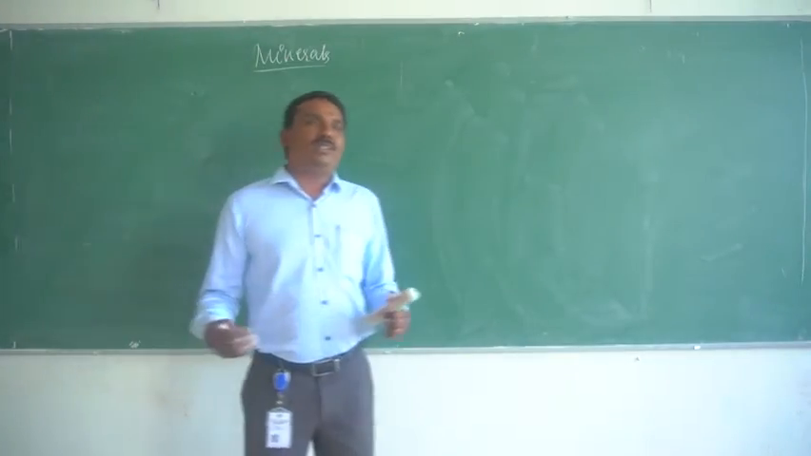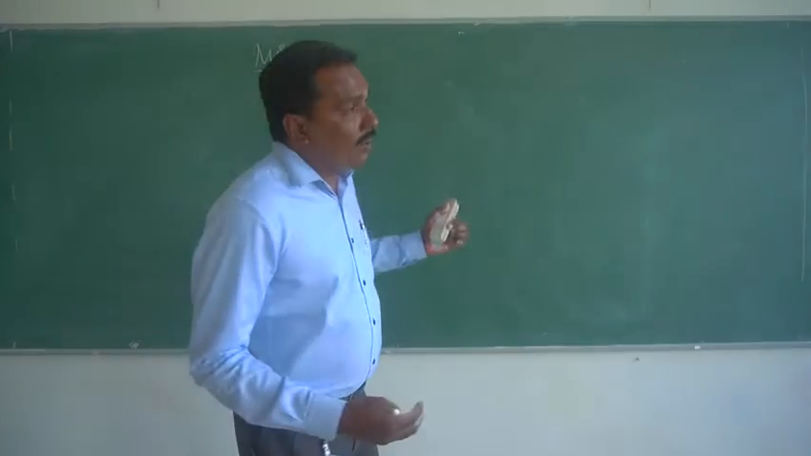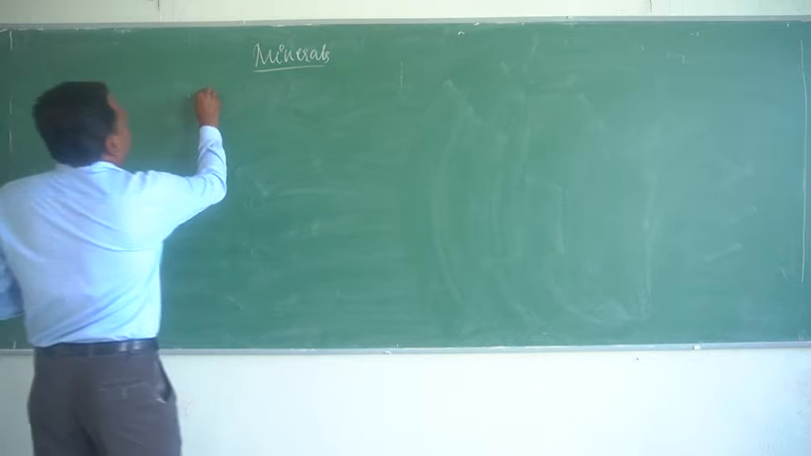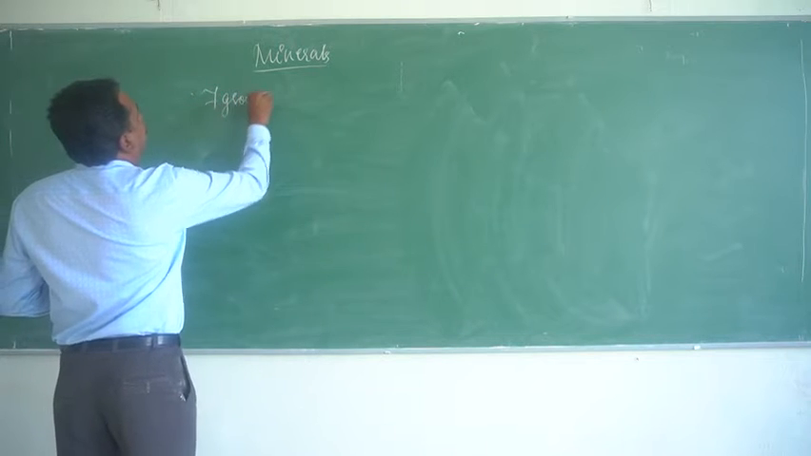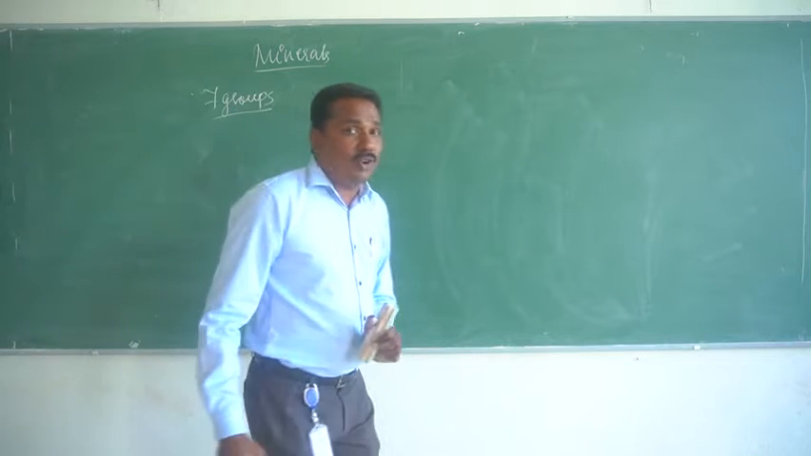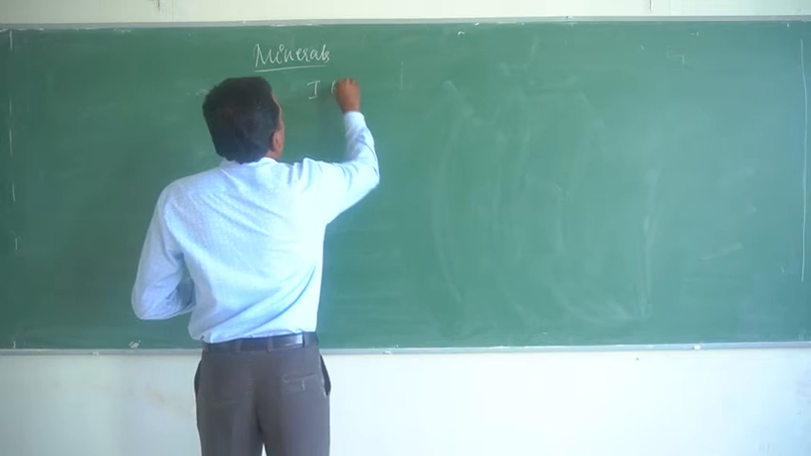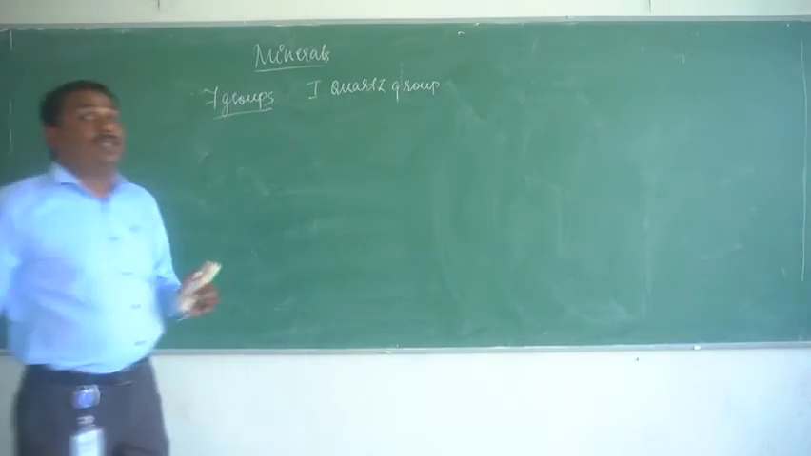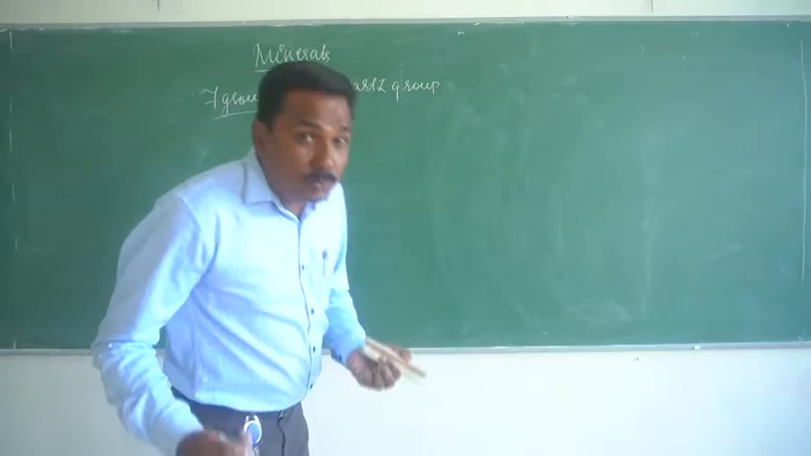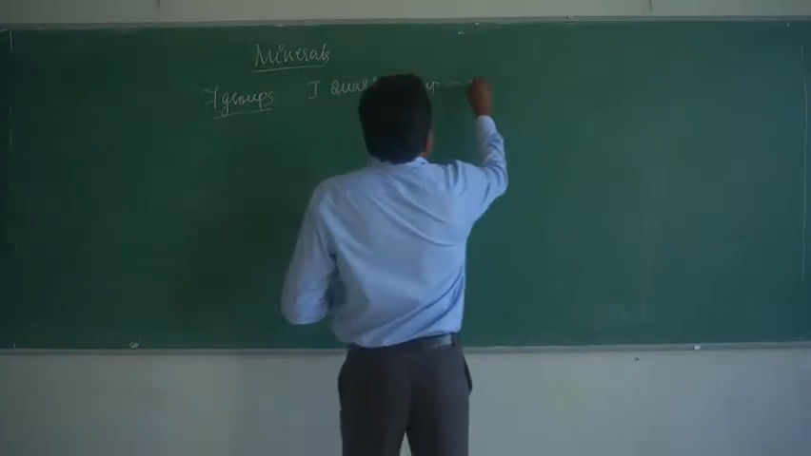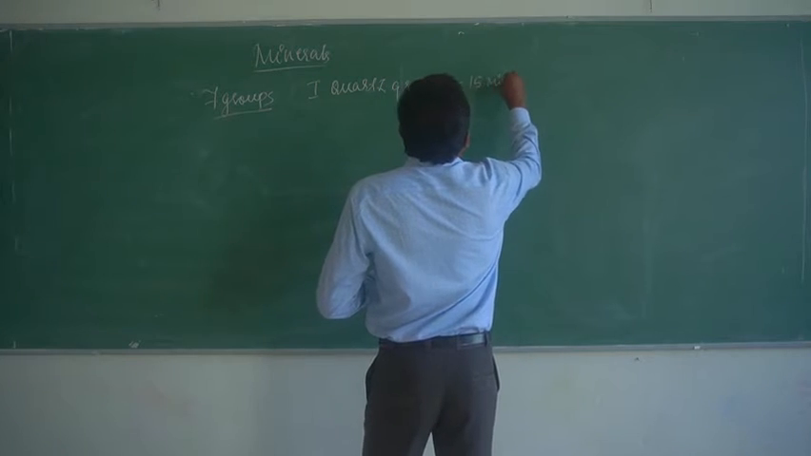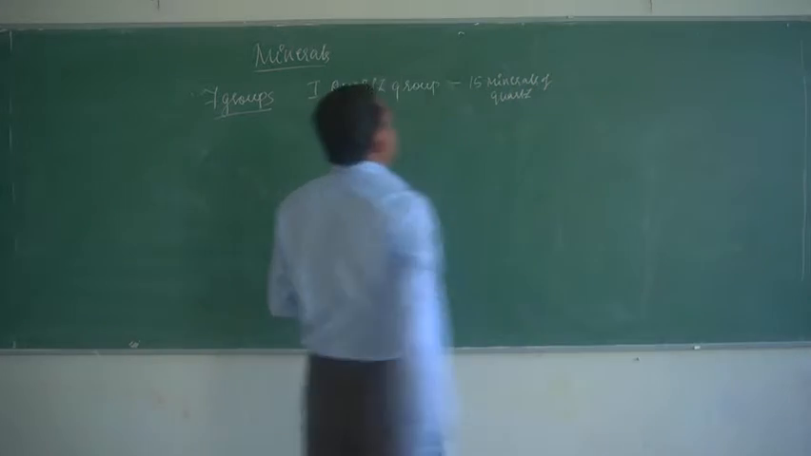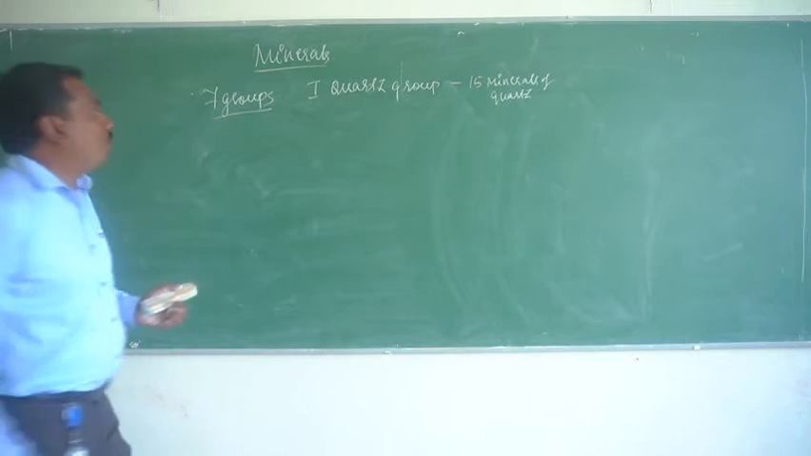So with respect to the syllabus, what I am going to do today is explain what the groups are. I have made 7 groups with respect to the syllabus. Which are the 7 groups? First one is the quartz group. In the quartz group, with respect to the syllabus, we have to learn 15 minerals of quartz.